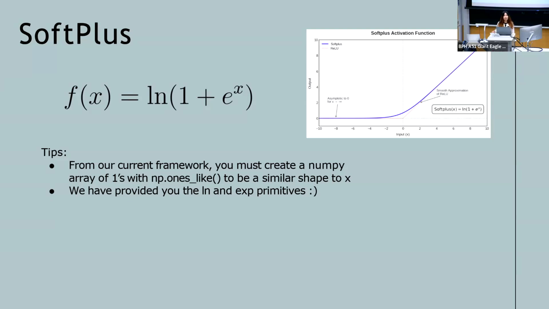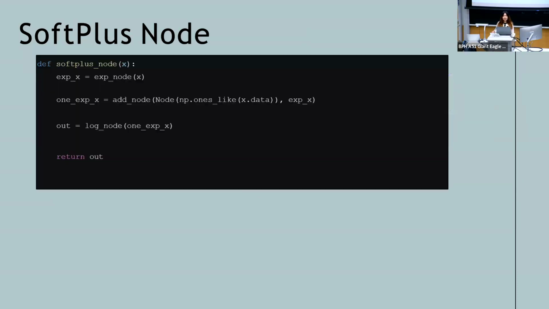Because we have a 1 here, we cannot just create a scalar for it. Instead, we need to initialize a numpy array of all ones using numpy.ones_like, because we want to match the shape of this array with the shape of x. We will also provide you with the exponential and log primitives implementation, so you don't need to worry about this. Here is just the implementation of the softplus node.